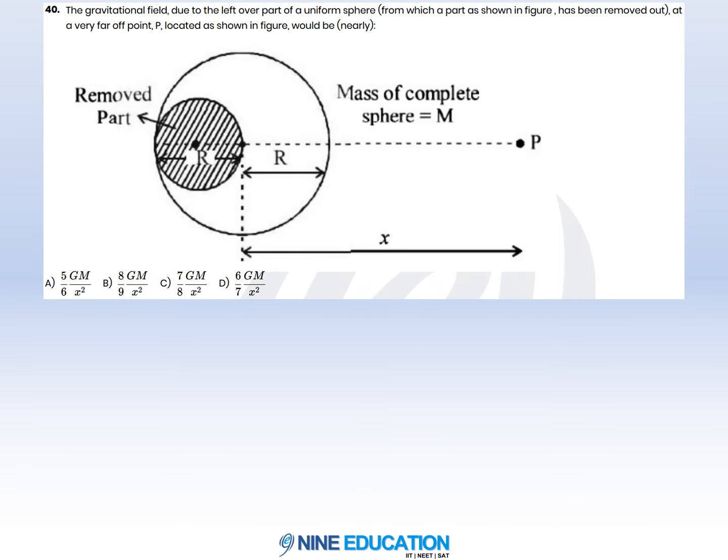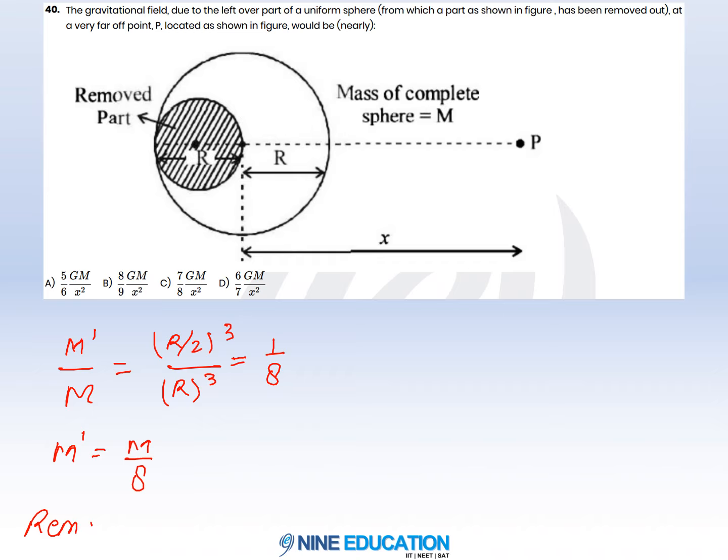In this question, we have to find the gravitational field of the remaining portion. So we can say the mass of a small portion upon the total mass is proportional to volume. So r cube, and here (r by 2) cube. From here we will get 1 by 8. So the mass of the small portion becomes m dash, which is m by 8. The remaining mass becomes m minus m by 8, which is 7m by 8.